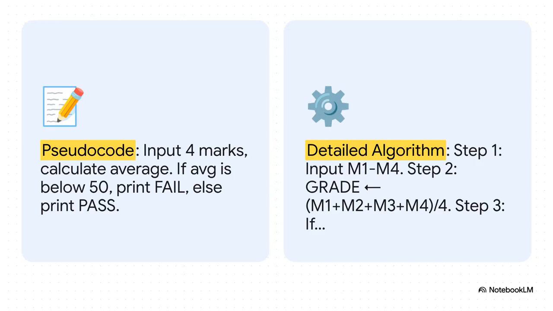And this shows that process perfectly. Over on the left, you've got the pseudocode. It's a simple idea, right? Calculate their average. If it's below 50, print fail. It's easy to understand. Then, on the right, you see how that same idea gets refined into a detailed algorithm. The steps are numbered, you've got variables. It's much more structured, much closer to something a computer can work with.